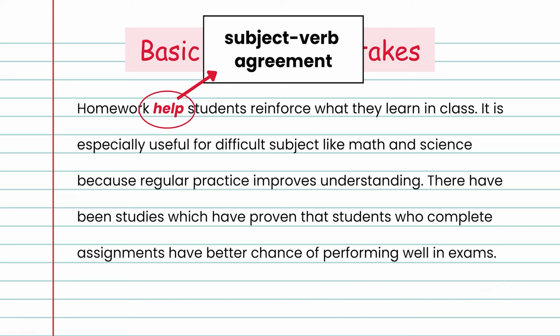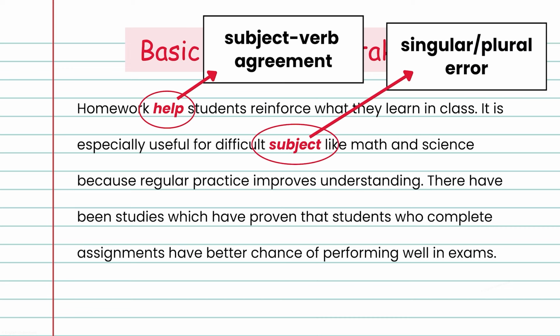Now, the second mistake is a little bit lower down. It's in the second line. It says, it is especially useful for difficult subject. Well, this is a problem with singular and plural nouns. Because the writer is talking about maths and science, well, these are two subjects. So that means the writer needs to have an S. So it should be difficult subjects with an S, like math and science.